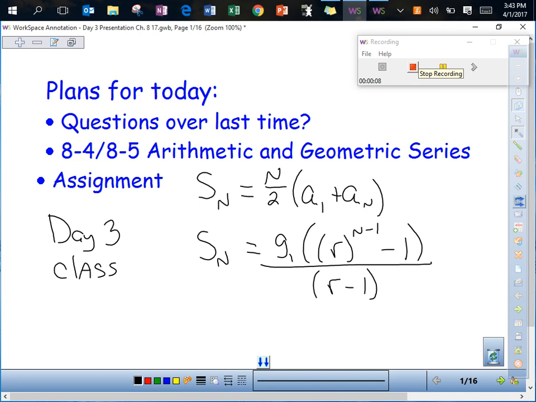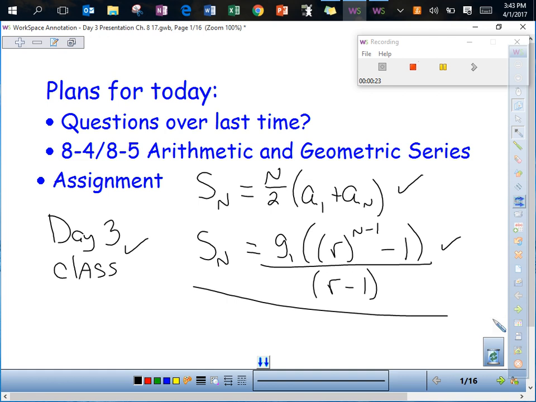Hey, what I need to do with you FST students is cover day 3 in our chapter 8. The items that you will need today to have on hand: you need that note card that we have those formulas on that we've been using for arithmetic and geometric sequences.